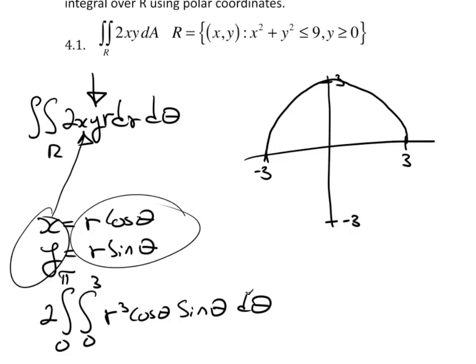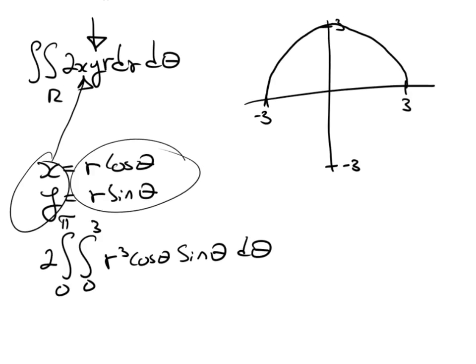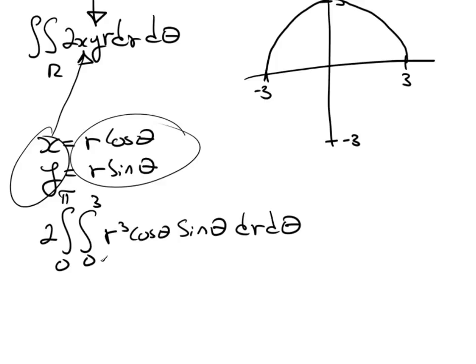Now, there's a couple things I can do with this. I can go ahead and do a u substitution. Whoops, I'd have d theta here. I forgot my dr d theta. I can go ahead and rewrite this when I do the u substitution and so forth. Or I can recognize the fact that 2 sine theta cosine theta is the same as sine of 2 theta.